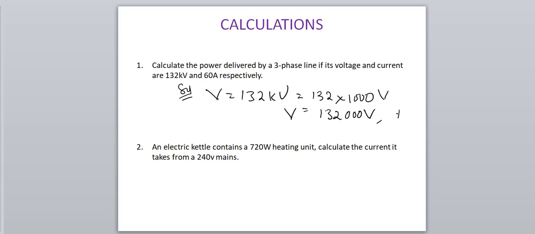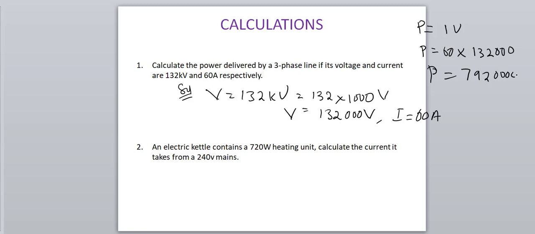Then the current, according to the question, is 60 amps. So with these two values, we can calculate the power. What's the formula for power? Power is just IV. The I is 60. The V is 132000. So when you multiply 60 by 132000, you are going to get 792 followed by 4 zeros watts.